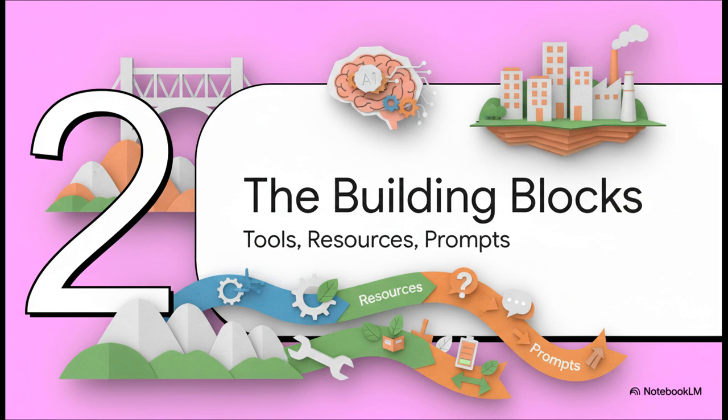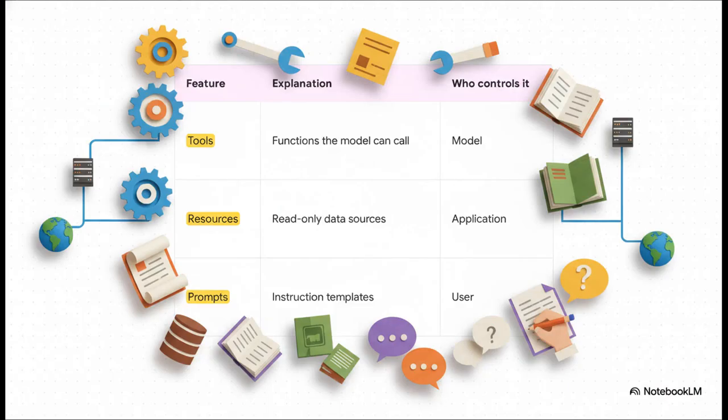Okay, so we get the what, but how does this bridge actually work? Well, an MCP server's functionality is built on three core components: tools, resources, and prompts. If you can understand these three, the whole system is going to click into place. This table really breaks it down nicely. But what's really interesting here is who's in the driver's seat for each one. First, you have tools. These are active functions that the AI model itself can call up. Then there are resources, which are read-only data sources controlled by the application, just to give the AI some context. And finally, you've got prompts. These are instruction templates that are controlled by you, the user, to guide the whole thing.